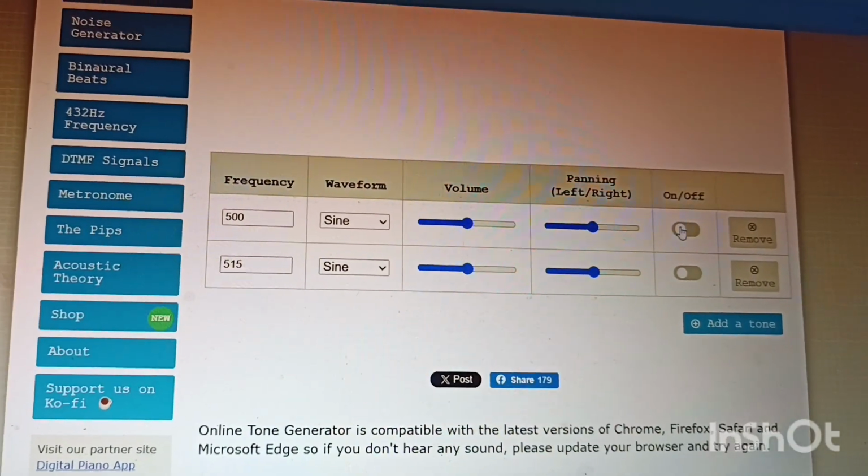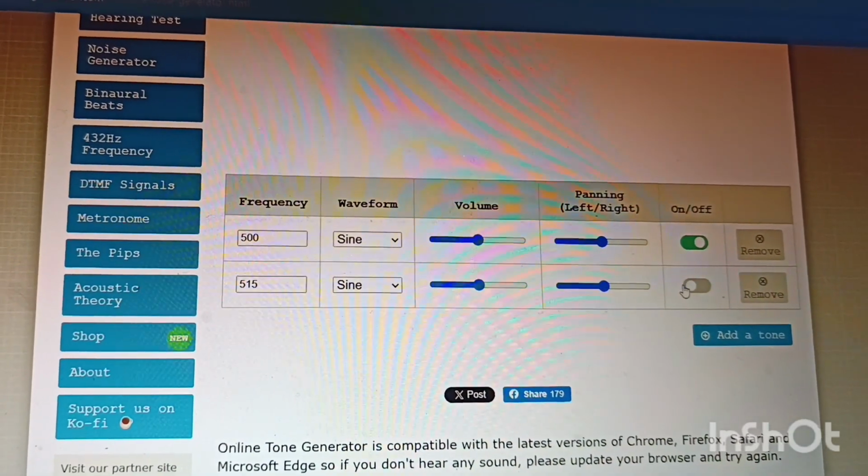2 is changed to 515 Hz. We are starting those frequencies now, and here we are recording the frequencies.